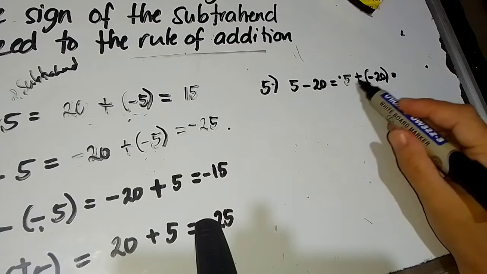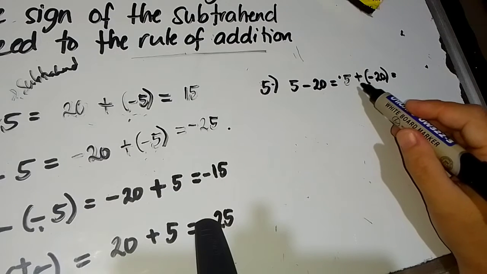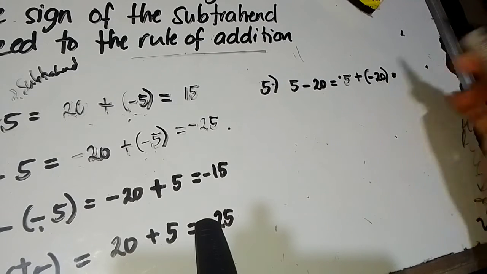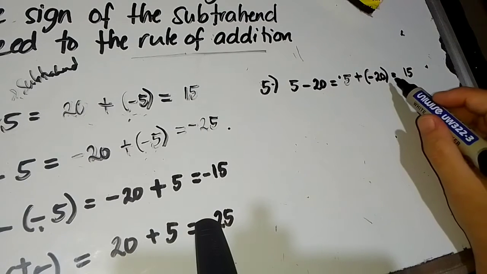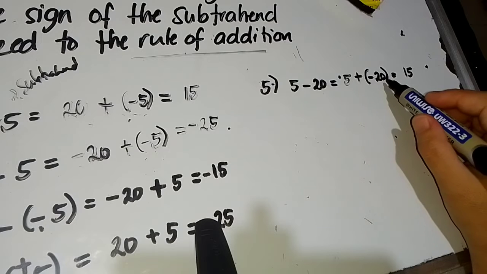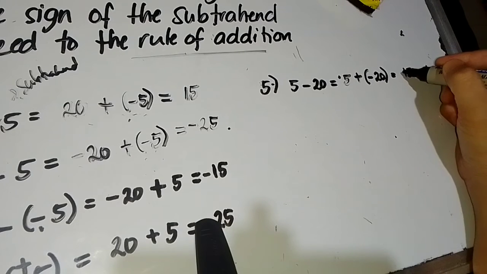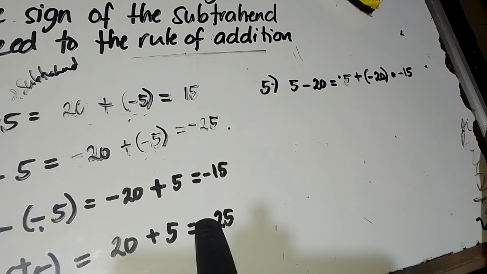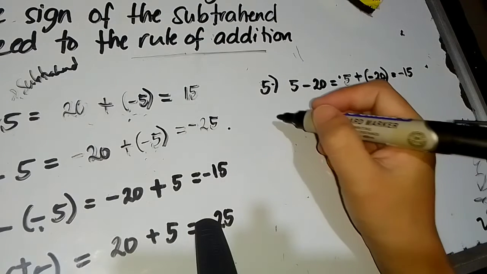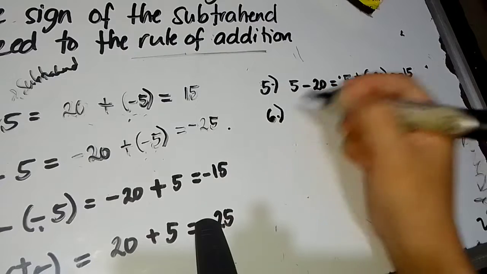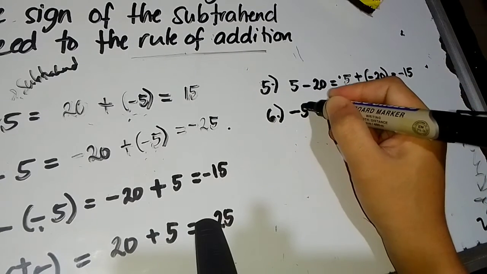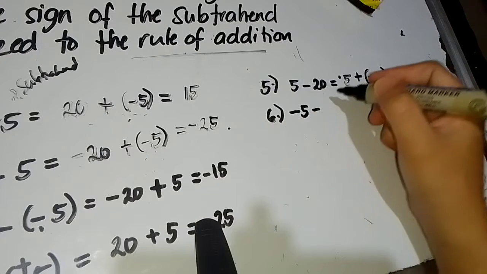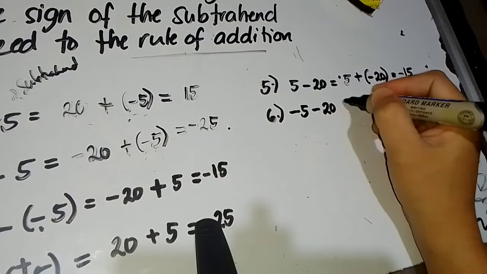Adding unlike signs, so we are going to subtract. 20 minus 5 is 15. And then the sign of the bigger number, which is 20, is negative. Therefore, negative 15 is our answer. Another one. How about negative 5 minus 20.